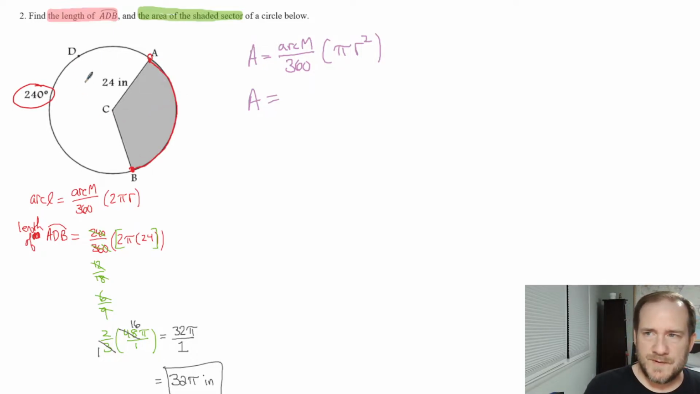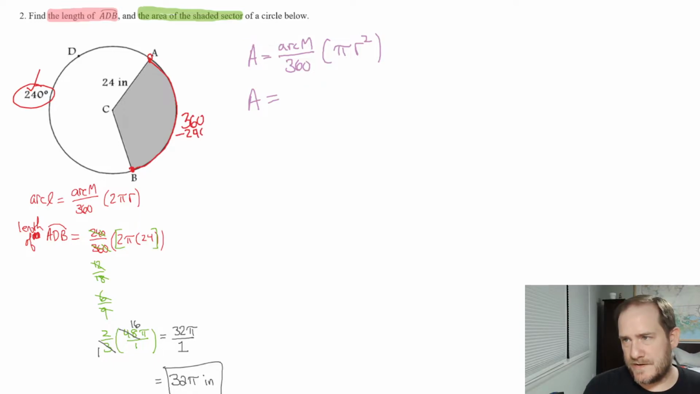And hopefully you remember that if a whole circle is 360 and you already know that this chunk is 240, then we saw on the last quiz that we just do 360 minus 240 to be left with 120. So we know that's the measure of this arc. So we'll plug that in, 120 over 360. We also know that our radius is still 24.